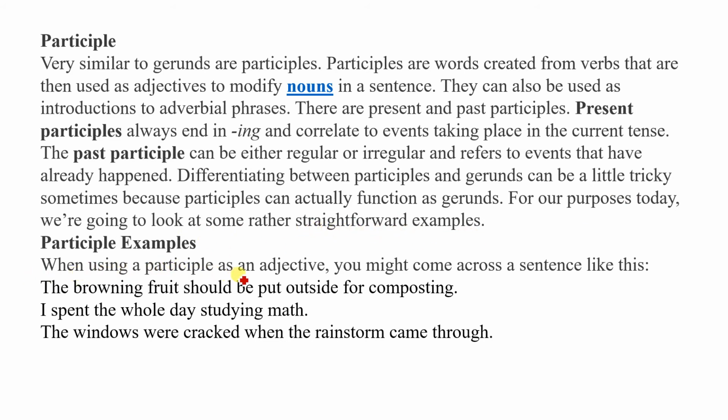When using a participle as an adjective, you might come across sentences like this. For example: the browning fruit should be put outside for composting. Now, browning is the activity which is done with the fruit, so it is a present participle.